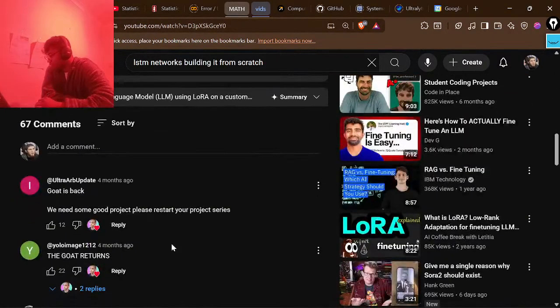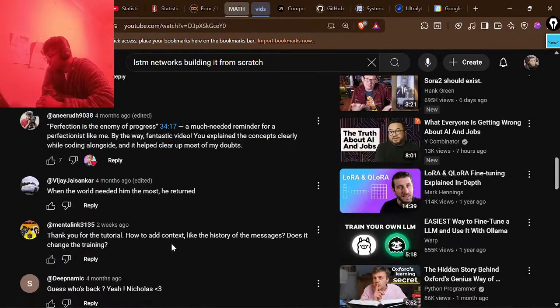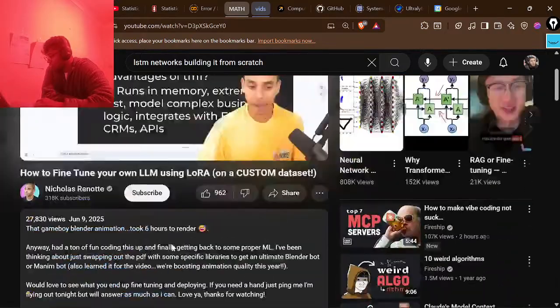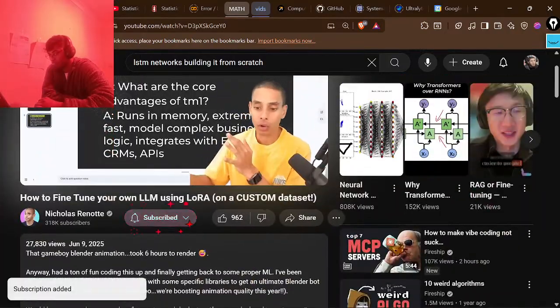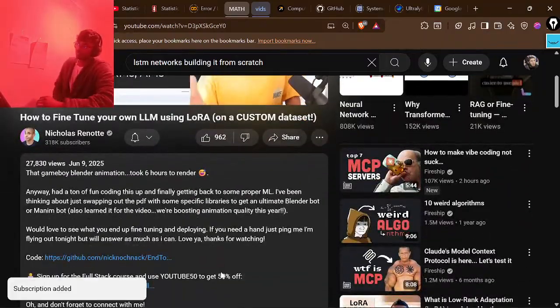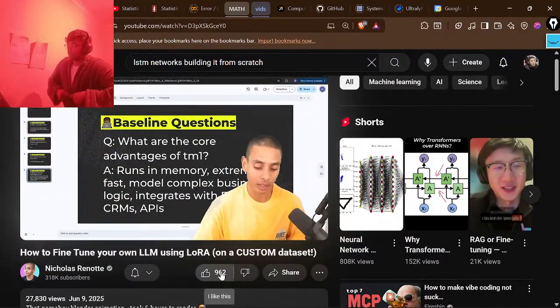Now, our fourth question, this one's a little bit airy-fairy, but we'll give it a crack. What are the core advantages of TM1? Runs in memory, it's extremely quick, you're able to model complex business logic, you can integrate with ERPs, CRMs, APIs, and so on and so forth.